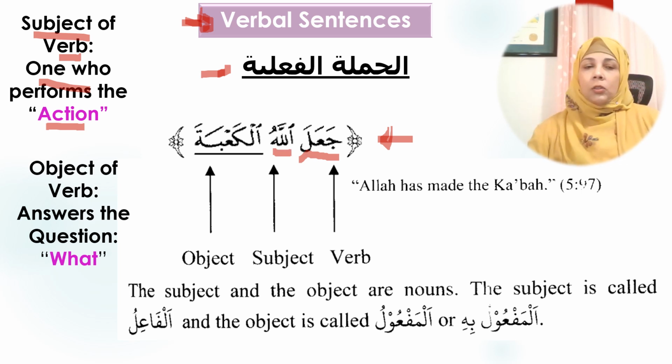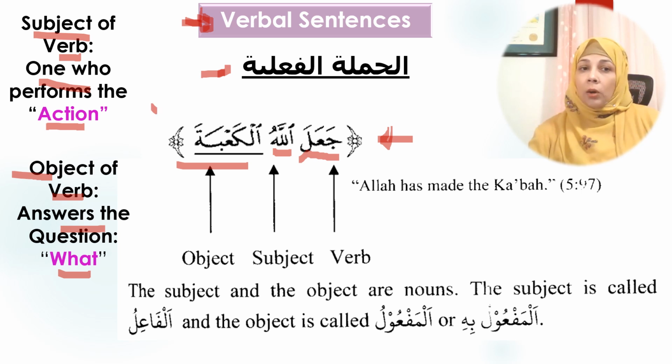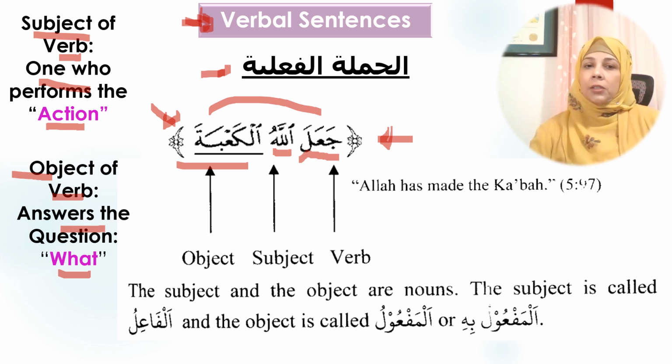Okay? So now also let's look at another term, which is verbs can also have an object. So object of verb answers the question what. So ask the question, Allah made what? You will get the answer, Allah made al-Ka'bata. Okay, so this word al-Ka'bata serves as the object of the verb ja'ala. So this verse means Allah made the Kaaba.